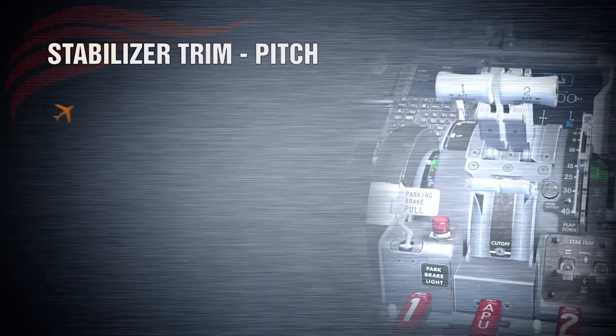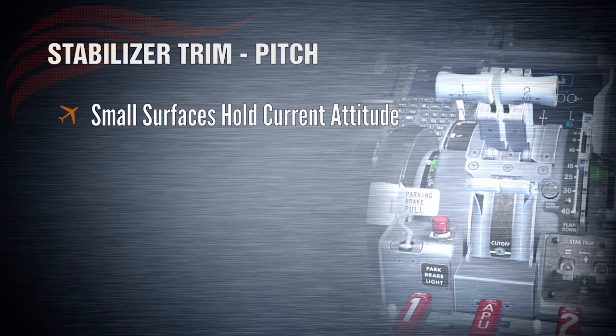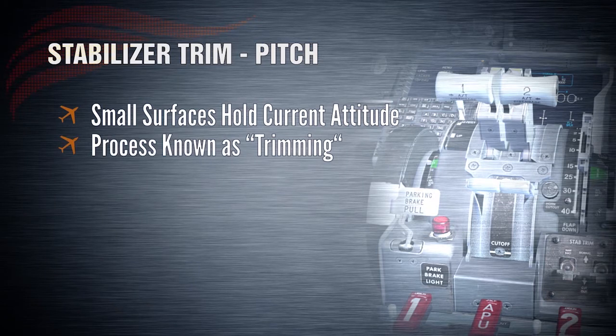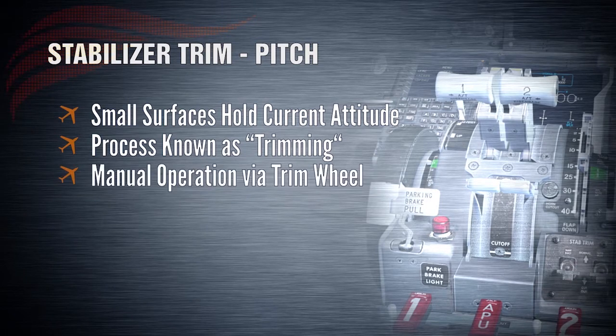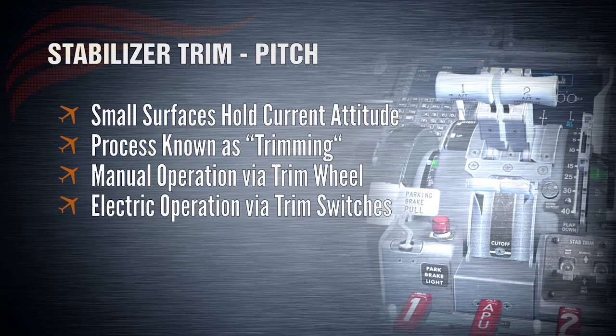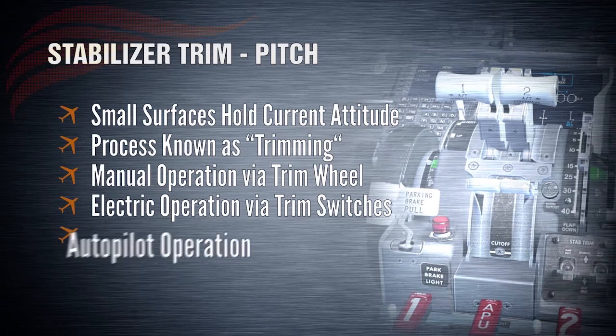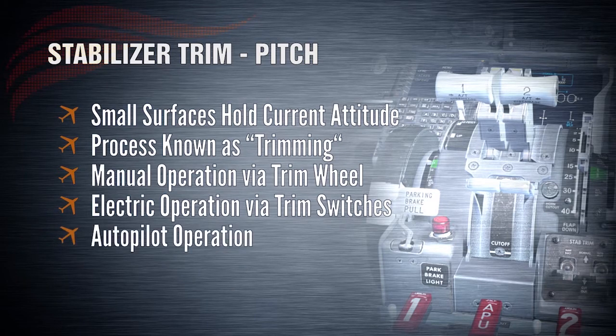Most aircraft have little surfaces on the flight controls that are utilized to hold the aircraft in its current attitude without the pilot having to make excessive input on the control systems. This process is known as trimming the aircraft, and the 737 NGX is trimmable in all 3 of the primary flight controls. The pitch trim is controlled with a movable horizontal stabilizer by any of 3 ways: manual operation with the stabilizer trim wheels, electric operation with the stabilizer trim switches, or autopilot operation, achieved electronically through a digital flight control system, or DFCS.